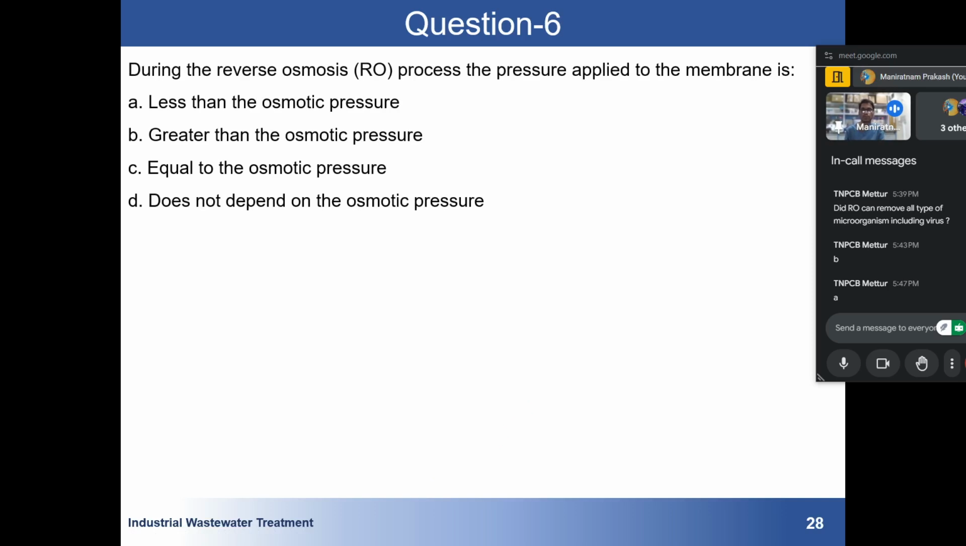Question number 6. During the reverse osmosis process, pressure is applied to the membrane is... Answer this question. This is a very common question, and many people get it wrong. Answer it.